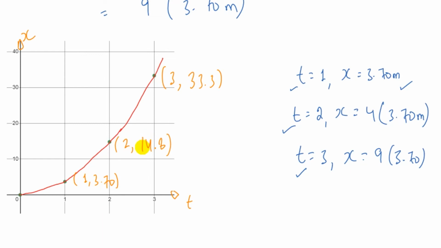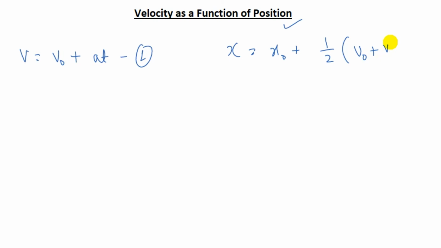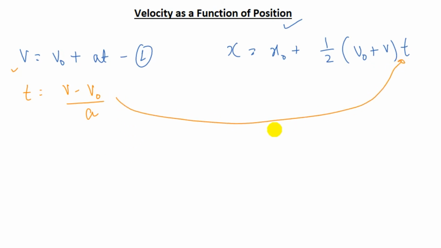Next we'll derive the final equation, that is the fourth equation: velocity as a function of position. The first equation that we derived was v equals v naught plus at, and the second equation that we derived was x equals x naught plus 1 over 2 times (v naught plus v) multiplied with t. From this equation we can write that t equals (v minus v naught) divided by a, and we can put the value of t here in this equation.